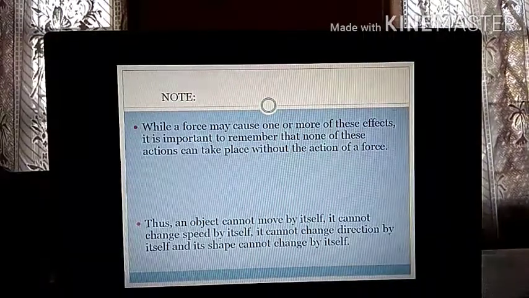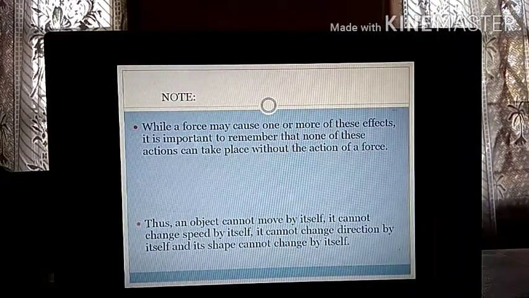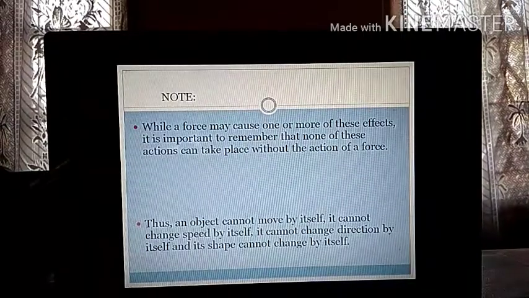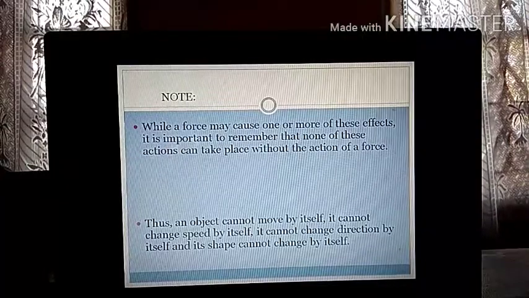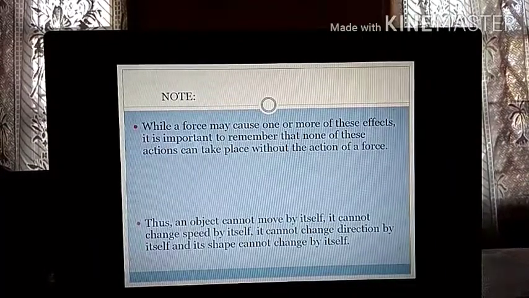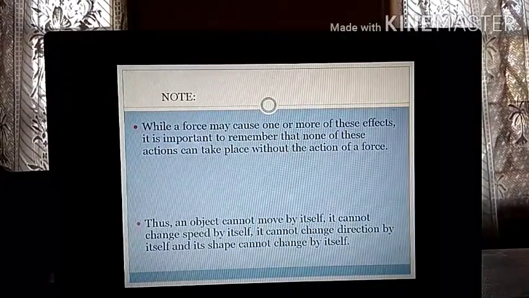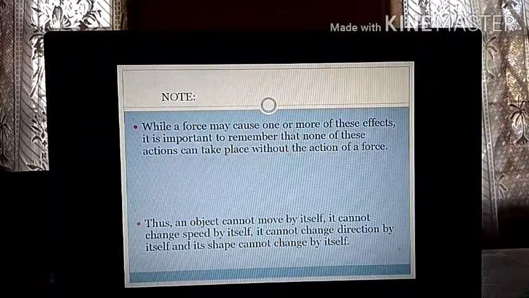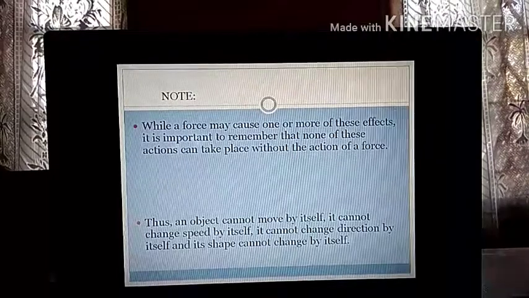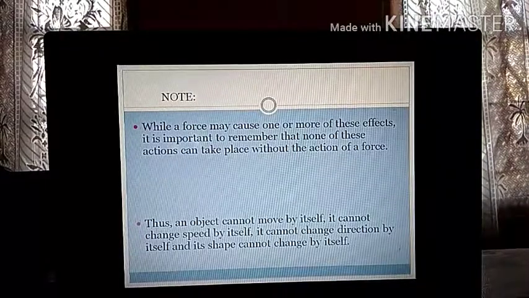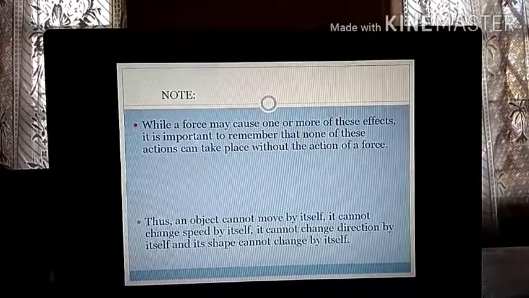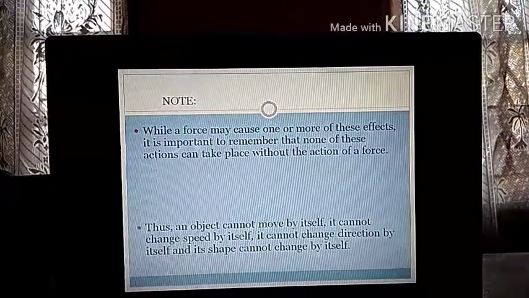This. Let's continue with the explanation. So while a force may cause one or more of these effects, it is important to remember that none of these actions can take place without the action of a force. Remember? If the force is not there, shape will not change. If the force is not there, the direction of the object will not change. If the force is not there, then the speed of the object will also not change. Okay, so nothing can take place without the action of a force.